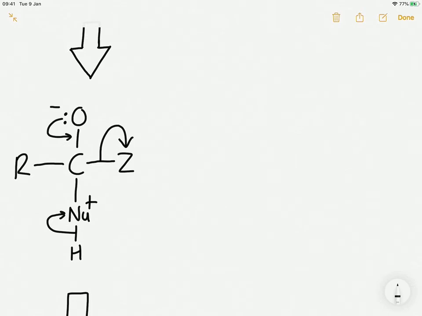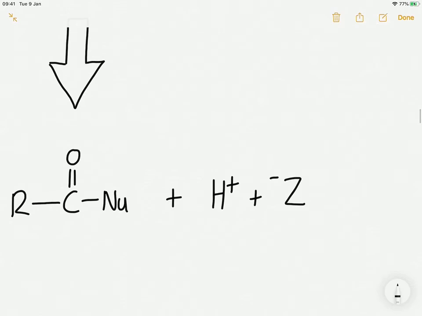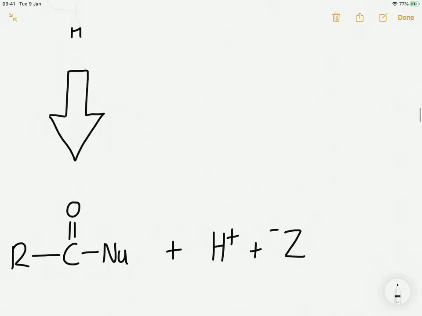Let's look at what comes down at the bottom. Okay, so we've got a double bond between the carbon and the oxygen again, a single bond to the nucleophile, which is now attached to a hydrogen ion with a positive charge. Let's go back for a second.